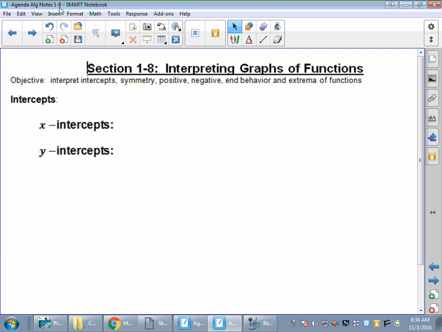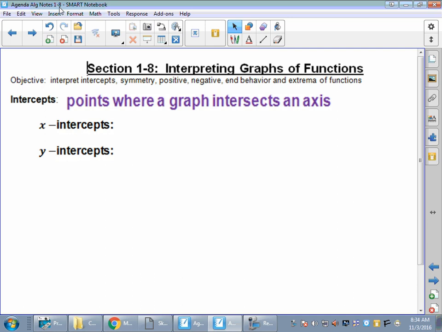Kind of a random section thrown in here, but we're going to just interpret some graphs of functions. Now that we've been talking about functions, remember functions, f of x equals, it passes the vertical line test. If you think way back, throw back to chapter 1. So our objective is to look at intercept, symmetry, positive and negative, increasing, decreasing, relative max and mins, different things like that. So first thing we should mention is intercepts, which everybody knows already.